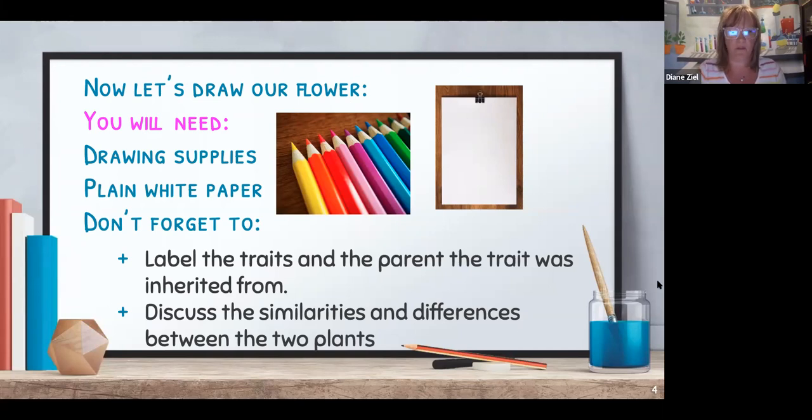Okay, we followed all the directions, and now we can notice some of the similarities and differences between the two plants. While one had orange petals, our offspring had purple petals. While one had a brown center, ours had a yellow. While one had light green leaves, we had dark green leaves, and our stem was 4 inches versus 3 inches, light green versus dark green.